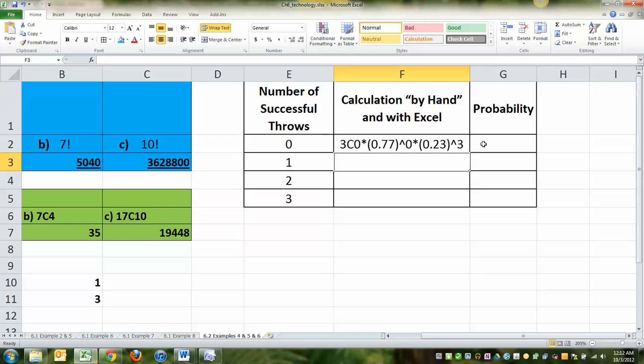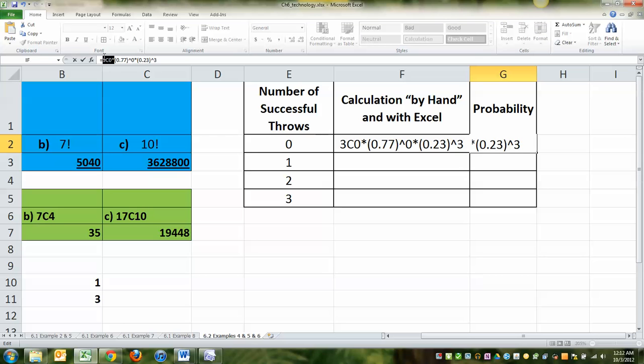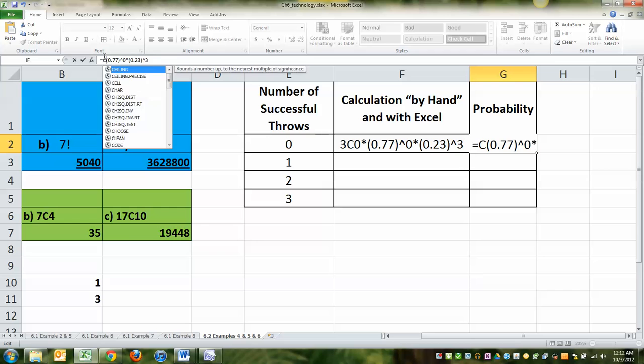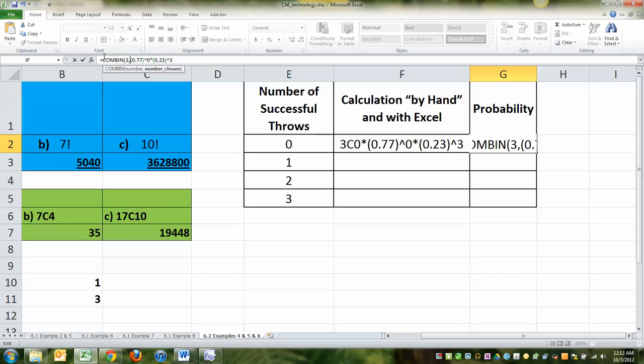All right, so we're not going to do it that way. We're going to do it the Excel way. If you wanted to, I'll show you, this will work. You just have to put COMBIN in there. So instead of 3C0, you can say COMBIN(3,0) times 0.77 to the 0 times, and I can even use a cell reference instead of saying to the 0, and then this is to the 3 minus that. What a mess.